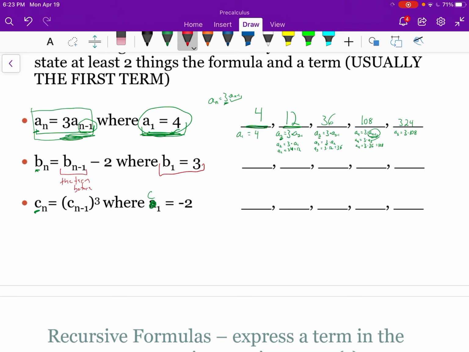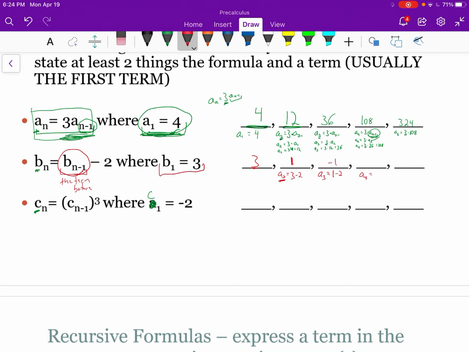Well, our first term is defined. We have to have a starting point, so 3. Our second term is going to be the term before it minus 2. So a sub 2 is going to be the term before it. What's the term right before the second term? That's the first term. So 3 minus 2. That is 1. The third term is going to be the second term, the term before it, which was 1, minus 2, so negative 1.